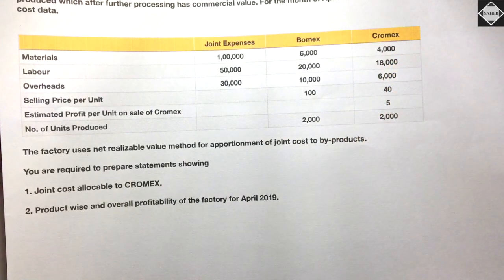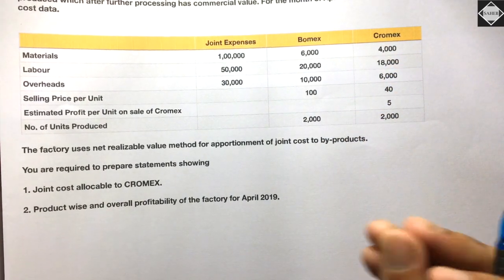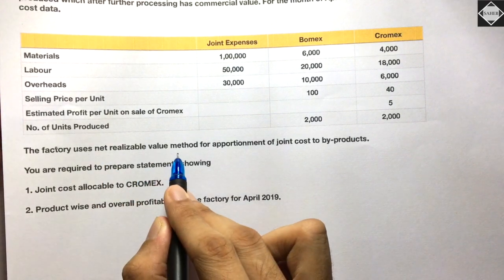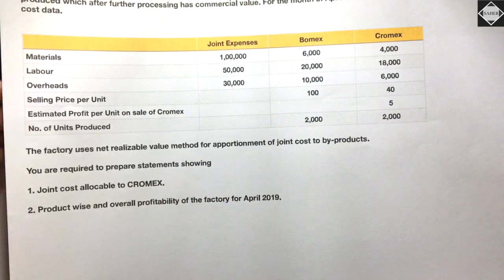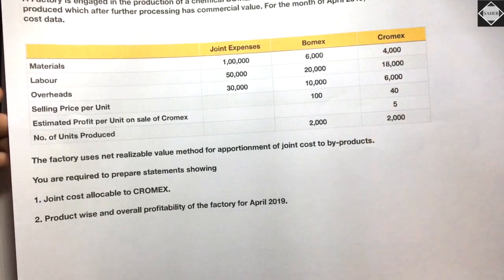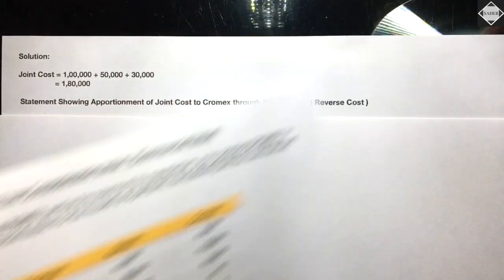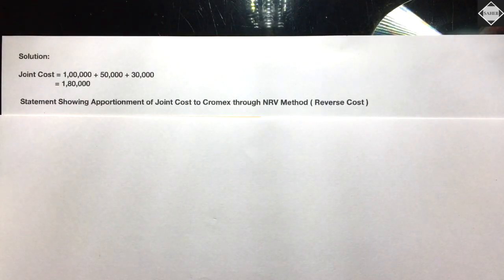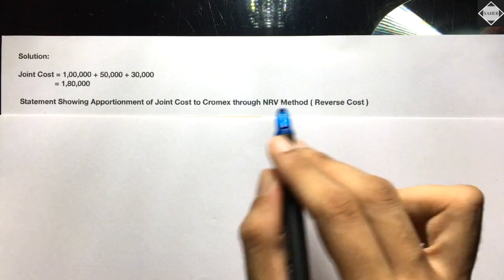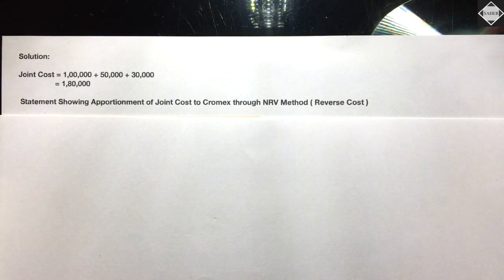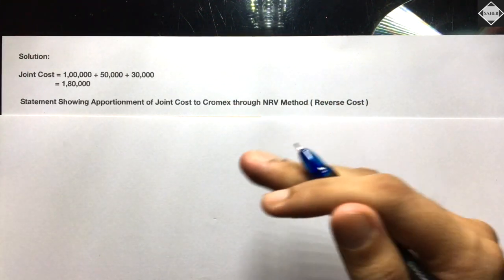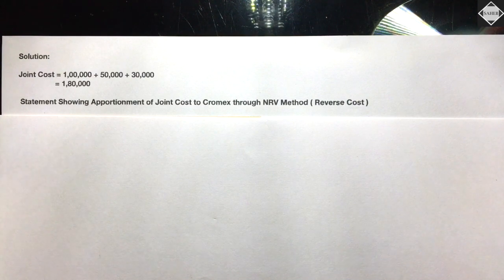joint product. So which method are we using to apportion the joint cost to Chromex? They have said net realizable value method, and then profit is given. So immediately you have to understand we have to use the reverse cost NRV method. Is that clear? Statement showing apportionment of joint cost to Chromex through NRV method only to Chromex. First we will only find out the joint cost of Chromex, and then as a balancing figure we will find out the joint cost of Bomex.